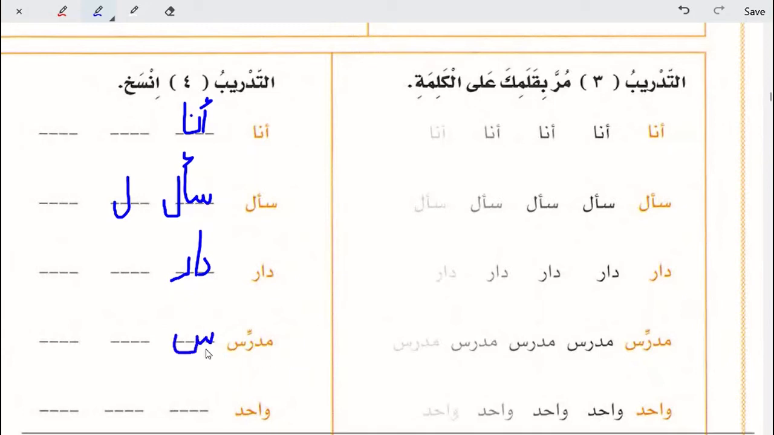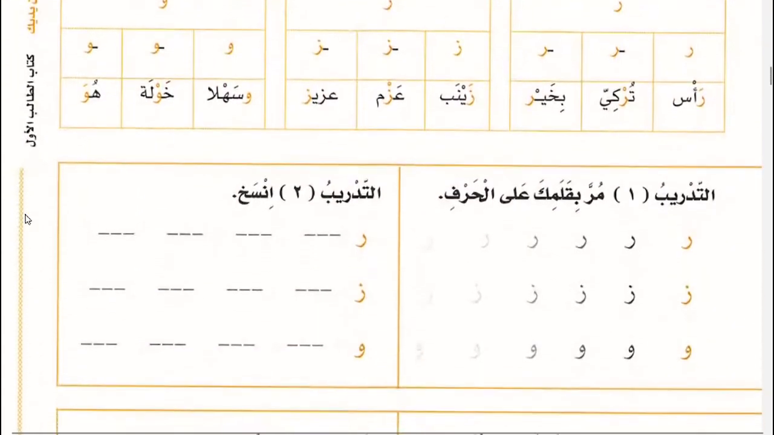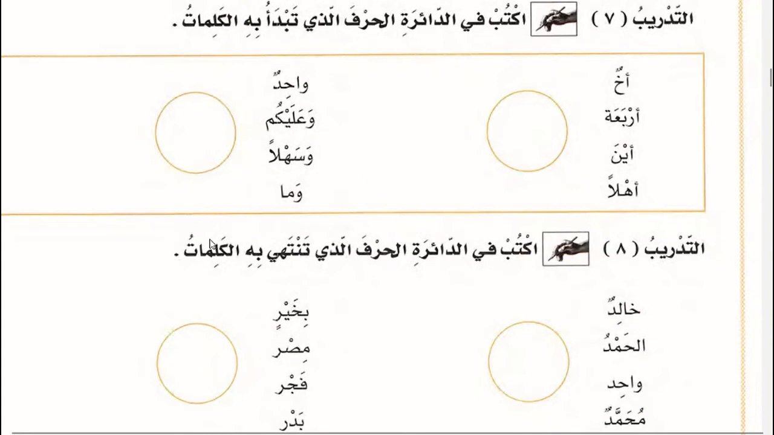So you see the first part is touching the line, but not going below the line, but this part is below the line. Same thing for Wow, the mouth will be above and the rest will be below. Then Alif, Ha and Dal will touch the line, but they will not go below the line. Then you practice these again. Ra, Za, Wow, their half part will be above the line and half part will be below the line. So you can practice this writing if you want, or you can ignore it.